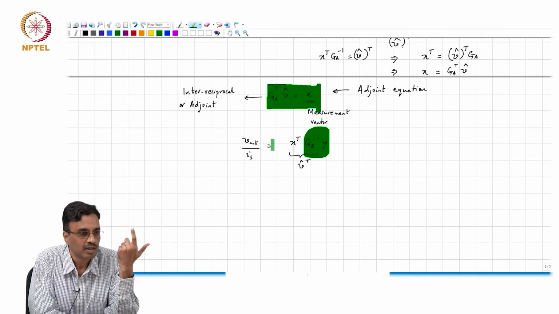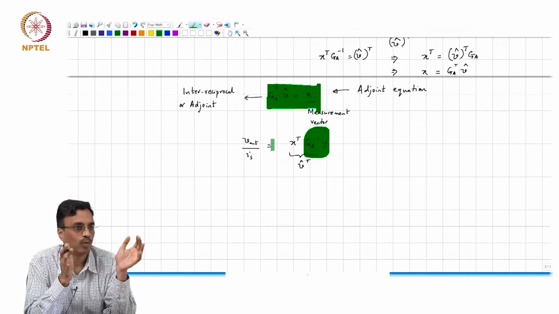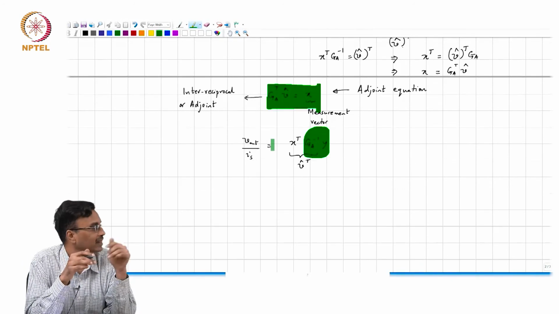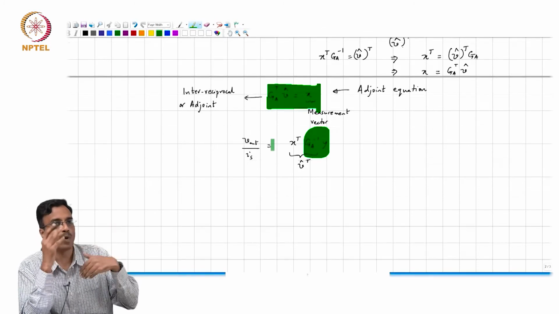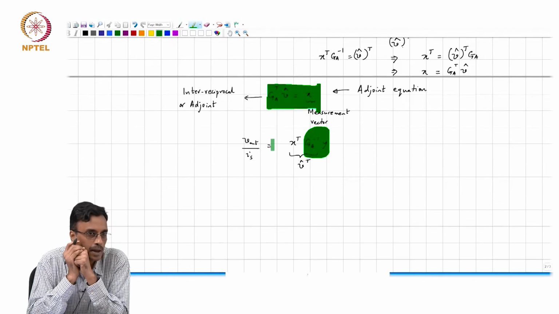So it makes sense to compute that X transpose GA inverse once, and then as you keep changing the input sources, the Y will keep changing. So finding all the transfer functions is easy. Does it make sense, people?